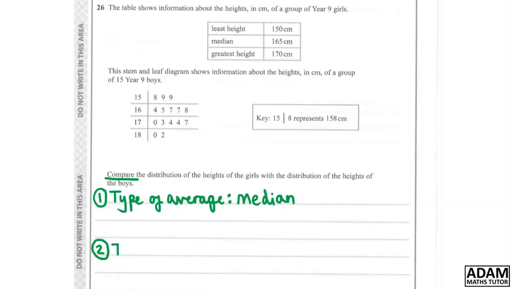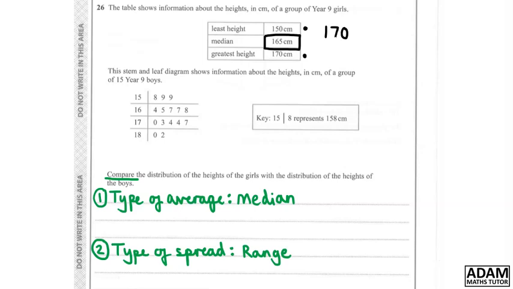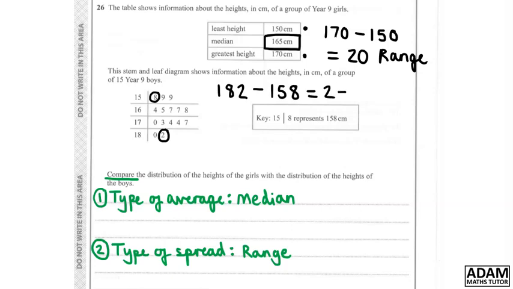And the second thing you need to compare is a type of spread, which in this case would be the range. I've already got the median for the group of girls, but I need to find the range, and I can do that by taking the smallest value away from the greatest. So 170 take away 150 would leave me with 20 centimetres for my range. For the stem and leaf, 158 is the lowest value and 182 is the highest value. So 182 take away 158 is 24 for my range.